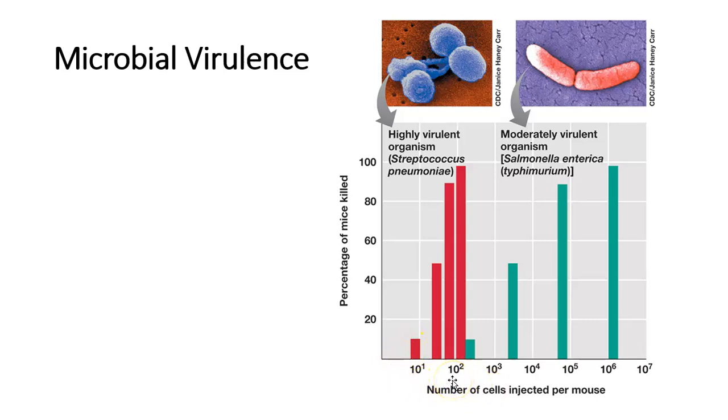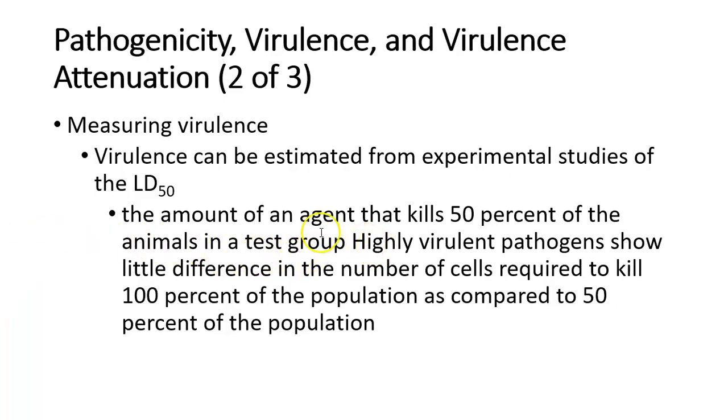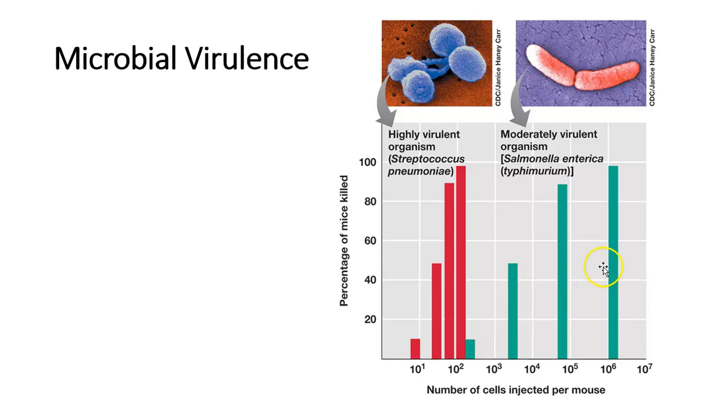Poor little mouse. Salmonella, not as virulent. It's going to take a lot more to kill 100%. So that's what they look at: the amount of agent that kills 50% of the animals in the test group. So you're looking at this number right in here. And this is the number of cells that's required to kill these mice.